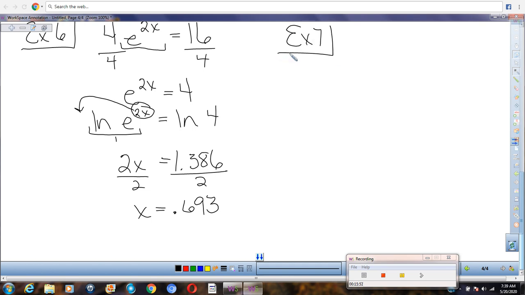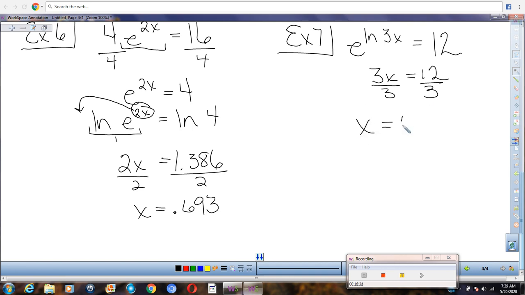Okay, let's do example 7. We have e to the natural log of 3x equals 12. If you'll notice from the last sections, this e and natural log cancel each other. So what do I have left on the left-hand side? I just have 3x equals 12. Dividing both sides by 3, x equals 4.